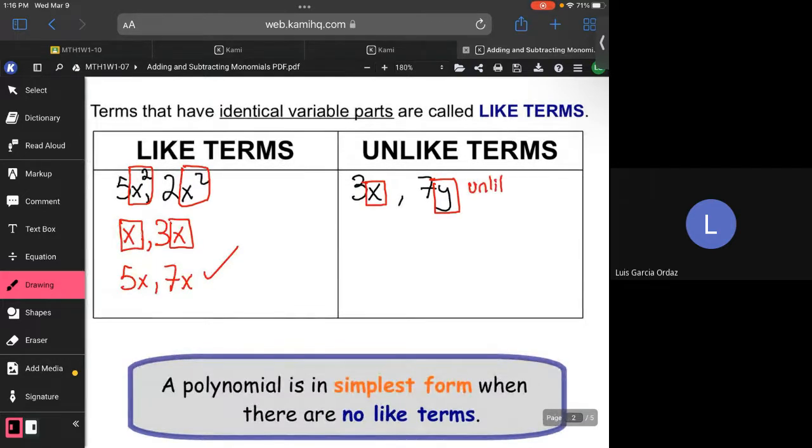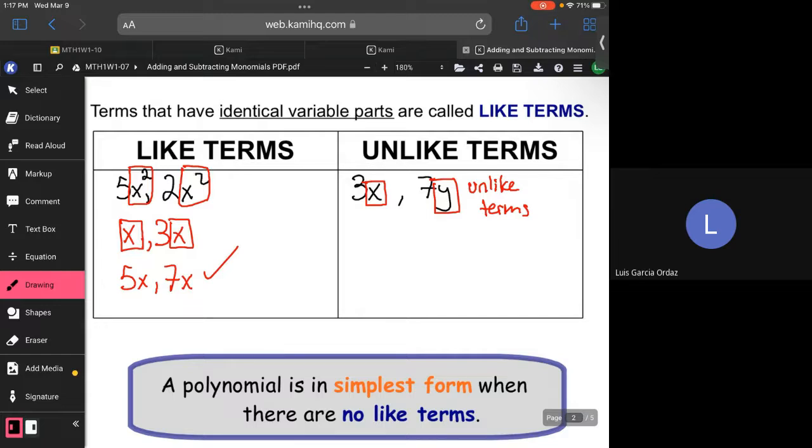Yes, Adam? If the coefficient was the same, would it be a like term? Nope. The variable part has to be the same. You can have 2x and 2y, but because my variables are different, they're not like terms. The reason is that when I tell you what x is and what y is, they're not going to be the same number. I can say let x be 2 and let y be 3, right? They're going to be different values most of the time.